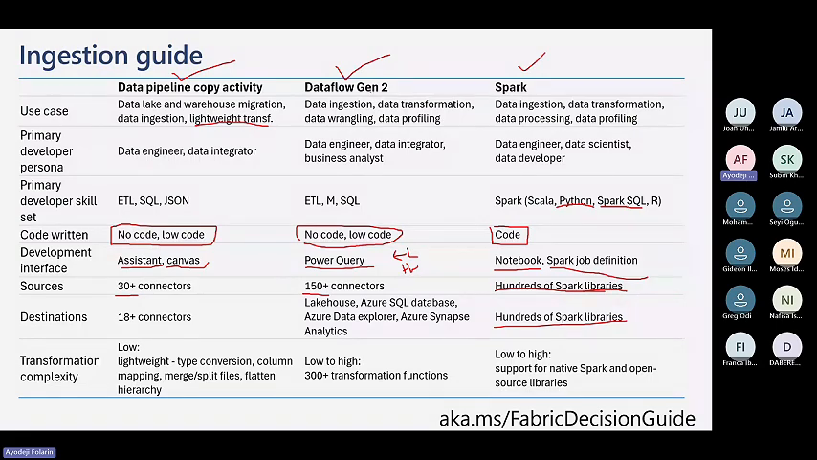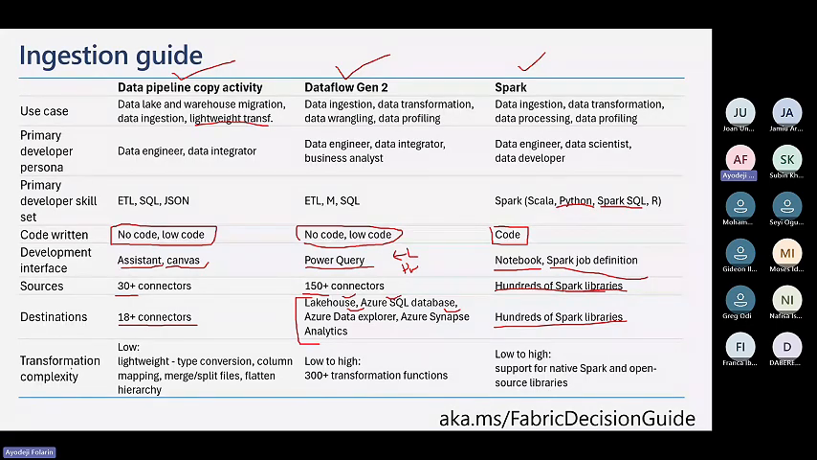But Dataflow Gen 2 has few destinations. It can take from so many sources, but the destination can either be a Lakehouse, Azure SQL Database, Azure Data Explorer, Azure Synapse Analytics, and so on. But when we talk about data pipeline, ADF, you have about 18 plus connectors where you can take your data to.